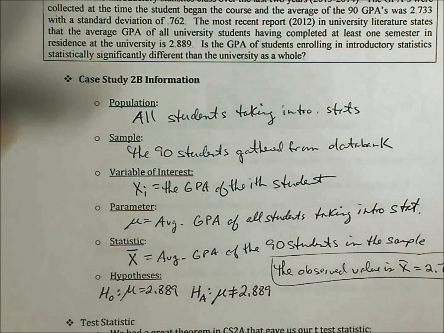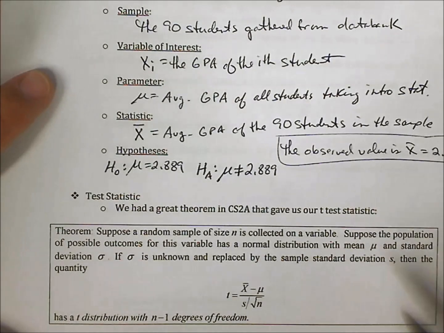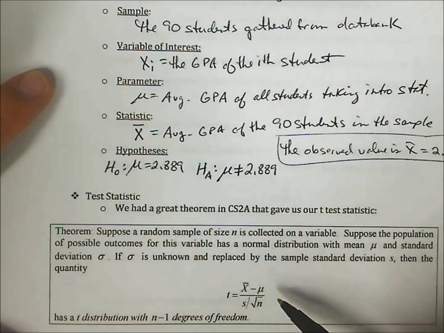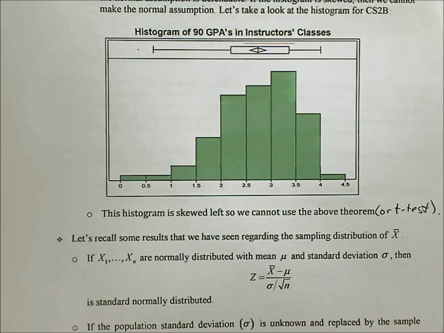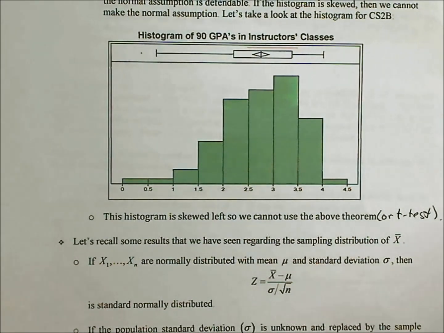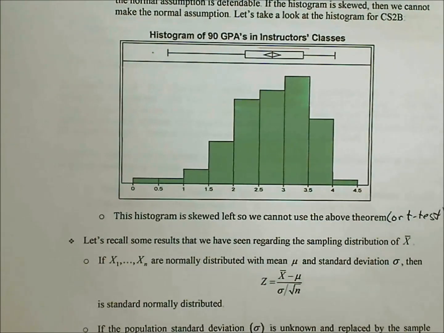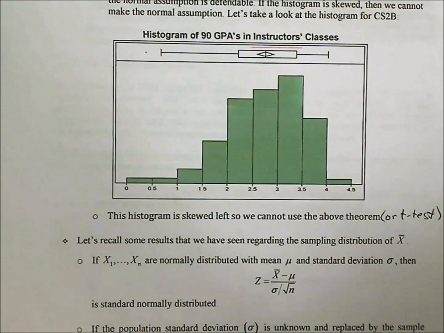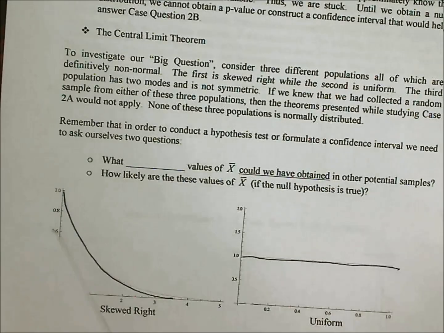Okay, so we went through within this case study and we talked about how this particular theorem would not apply because our data is not normally distributed. The GPA data, you recall, appears to be left skewed, and so we cannot use the regular t-test that we developed in case 2a.